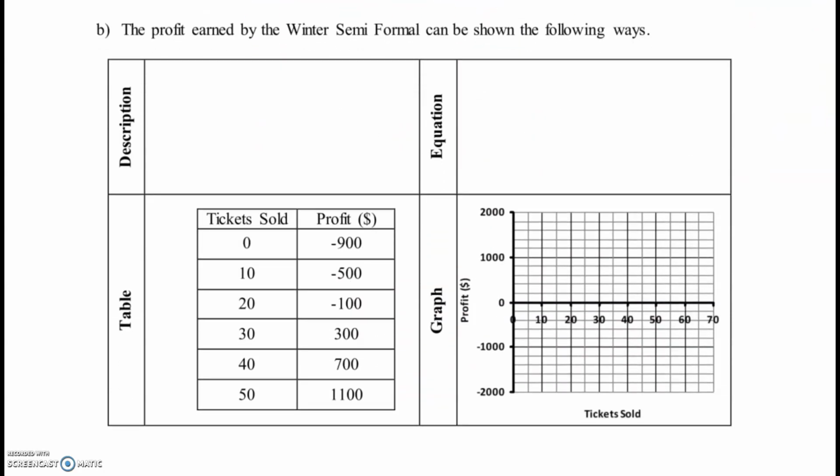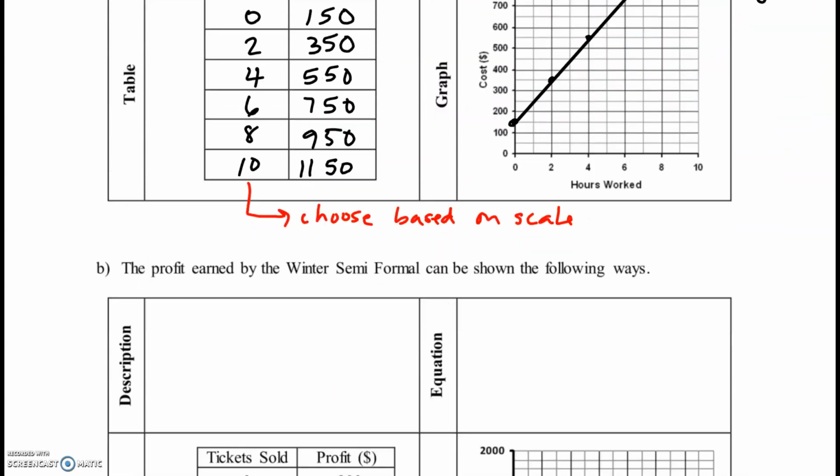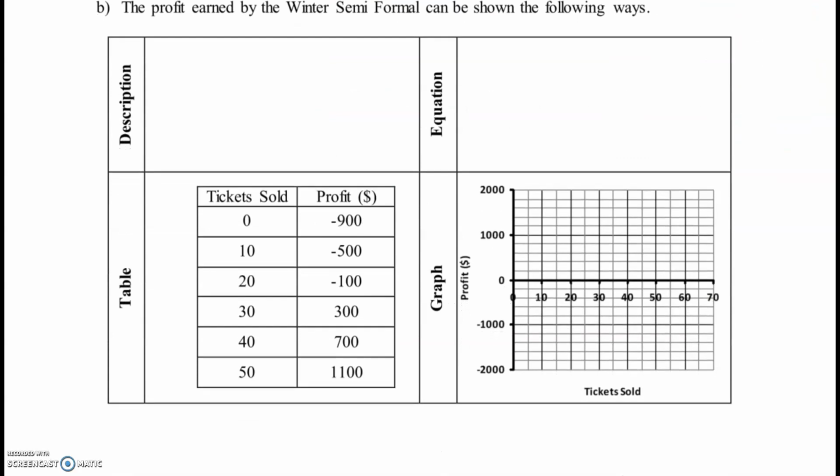It says the profit earned by the winter semi-formal can be shown the following ways. So they gave us the table. Oops, that skipped to the wrong spot. They gave us the table. We have to do the description, the equation, and the graph. So let's start with the equation. So we know to write the equation, we need M and we need B. So I know that B is going to be negative 900 because that's next to 0. And that's the profit. So negative 900, that tells me that they're $900 in the hole right now if 0 tickets are sold.